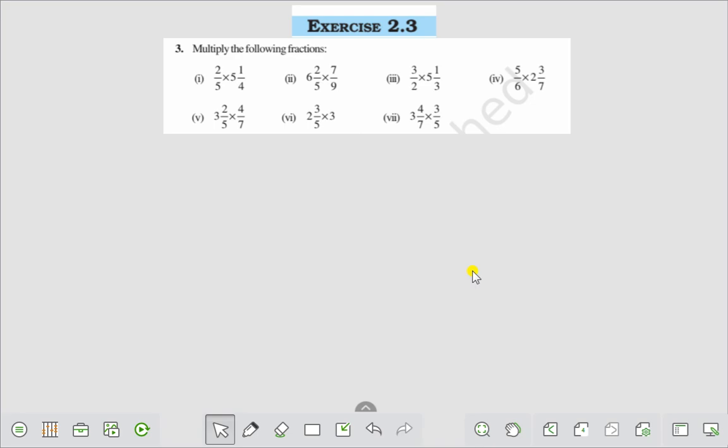Hello everyone. Today we shall discuss exercise 2.3 question number 3. Multiply the following fractions. Let us multiply. Number 1 is 2 by 5 into 5 whole 1 by 4.